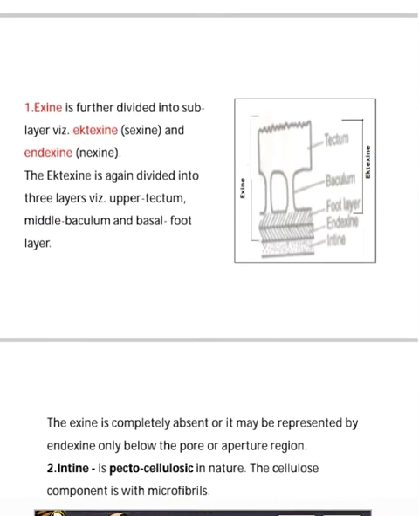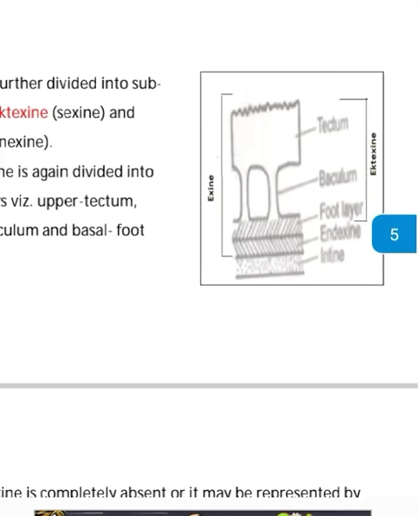This exine is further divided into sublayers, that is the outer layer called ectexine, or it is also called sexine, and the inner layer called endexine or nexine. The ectexine is again divided into three layers, namely upper tectum, middle baculum and basal foot layer.